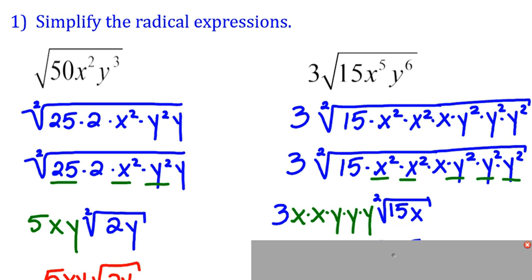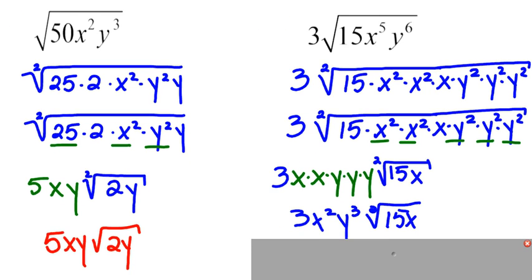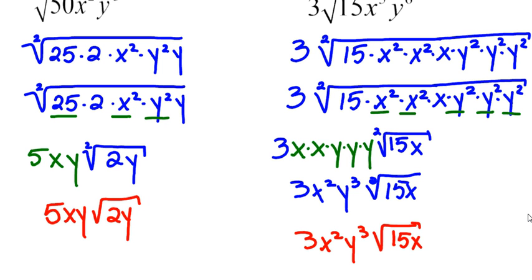Now this isn't fully simplified yet because look, we have all of these pieces on the exterior of the radical, and we could simplify that a little bit better. We have 3. We know x times x is x squared, and y times y times y is y to the third. So we now have 3x squared y to the third times our radical of 15x, or you could refer to it as the square root of 15x.